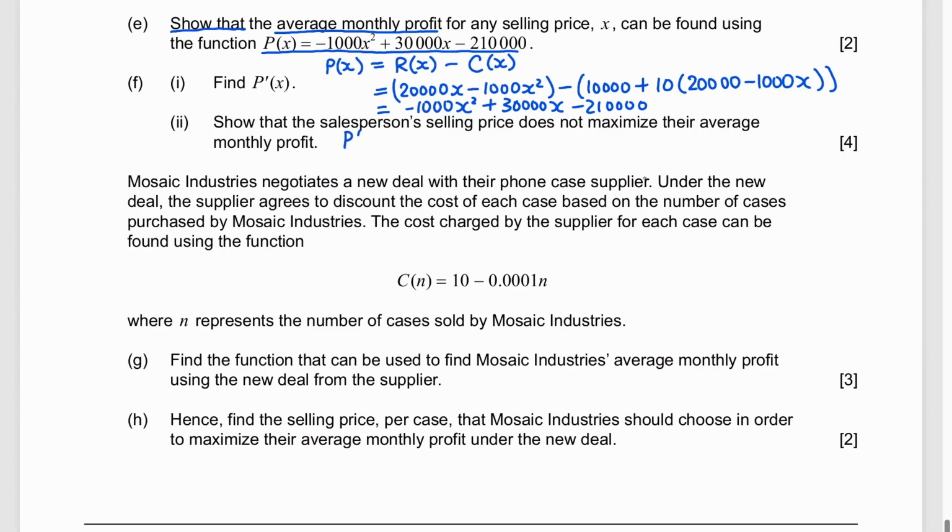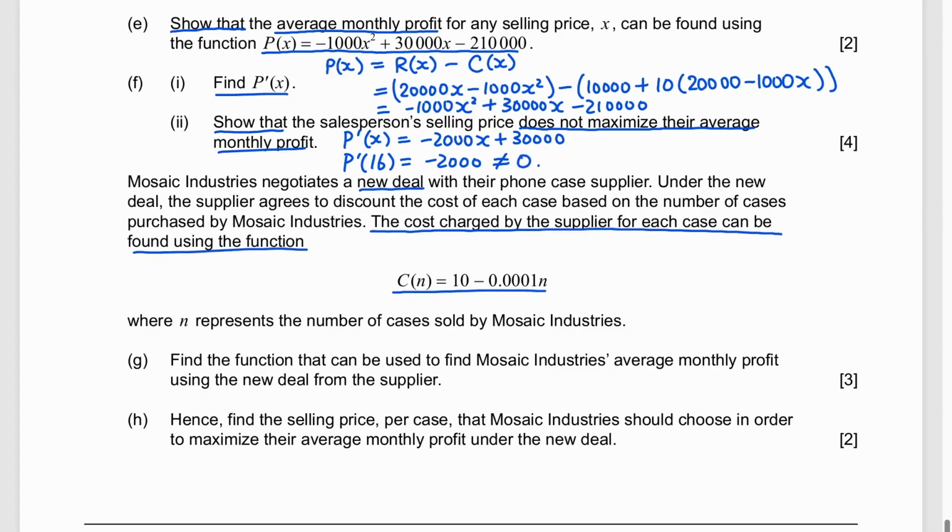Part F. We need to find the derivative of P(x). Apply the power rule to each term. After differentiating, we substitute x equals 16 and see that the derivative is not 0. So x equals 16 does not give the maximum profit.